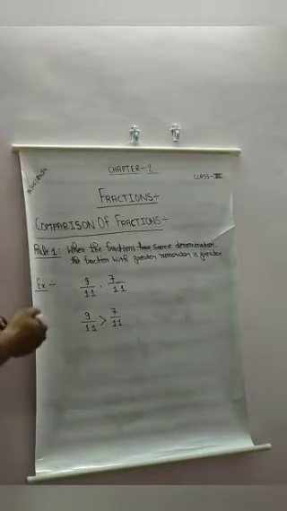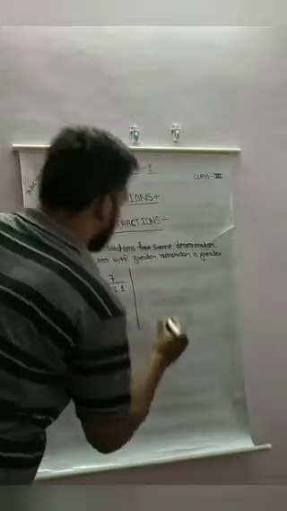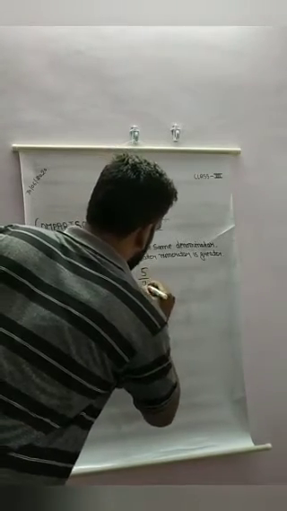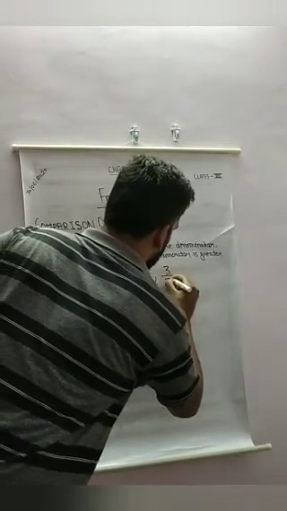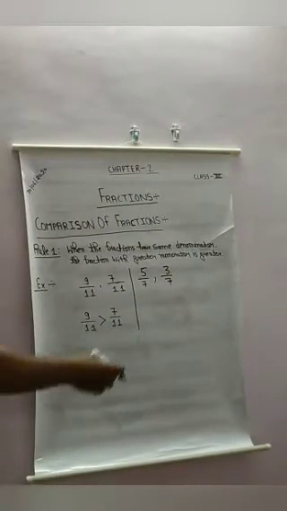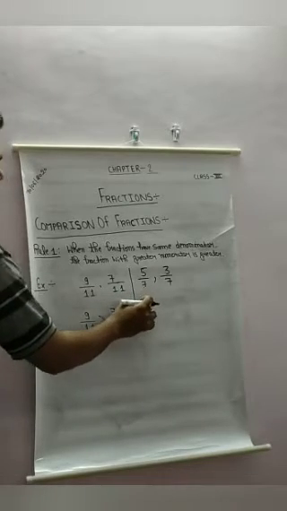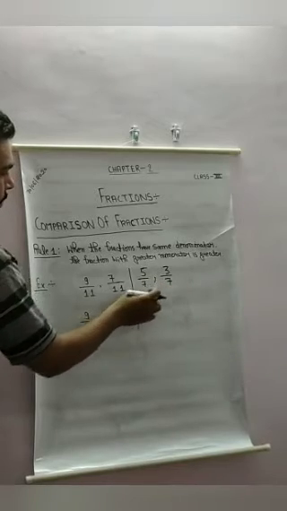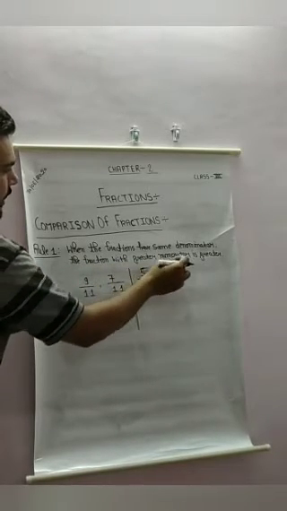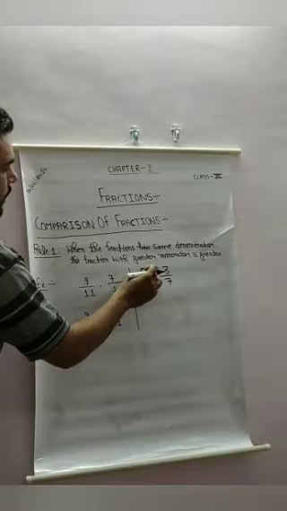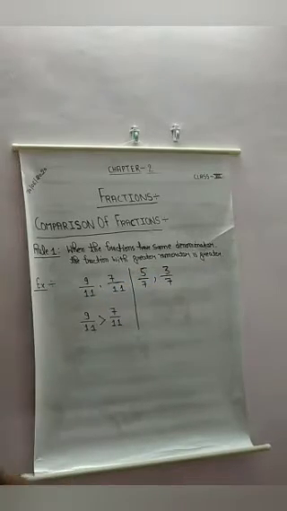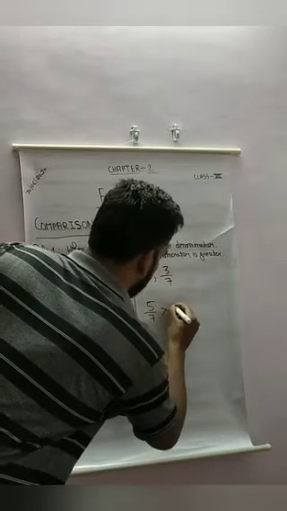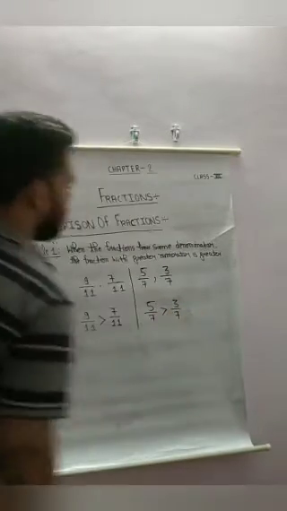Let's take another example. Suppose we have fractions 5 upon 7, 3 upon 7. How will we compare these fractions? The fractions have the same denominator. The fraction with greater numerator is greater. So 5 upon 7 is greater than 3 upon 7.